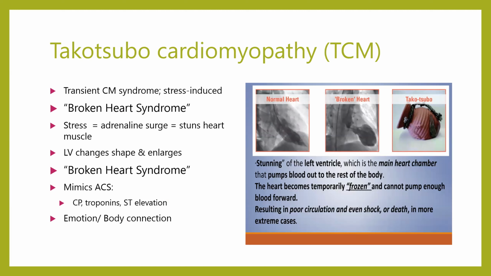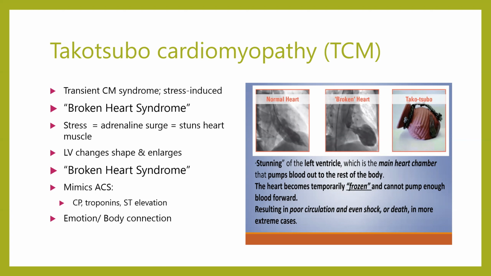Takotsubo cardiomyopathy, you can see here in the picture. This is a unique type of cardiomyopathy, so it's a little bit of a separate class, but it's still listed as a cardiomyopathy. This is a temporary, or transient, cardiomyopathy, meaning it only lasts for a period of time. If the patient can get through this period or time frame, then they'll generally be back to normal in 4 to 6 weeks after it happens.